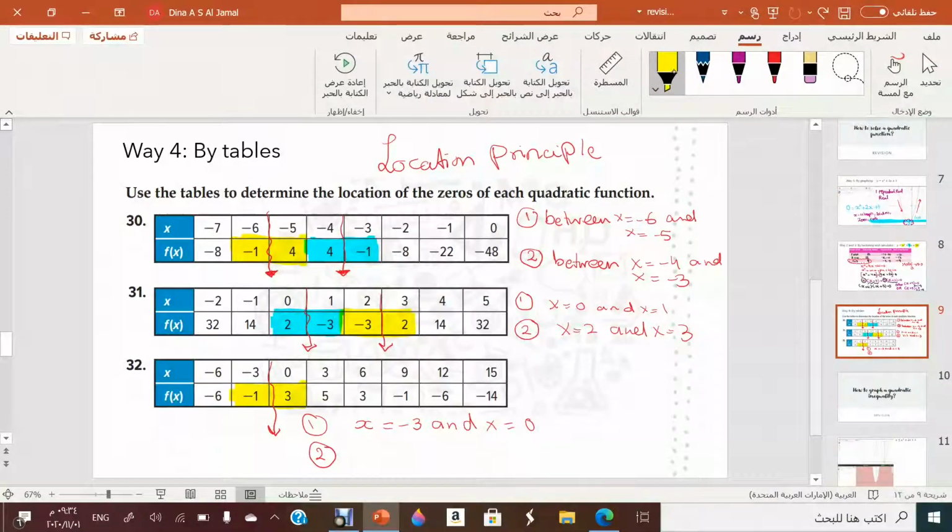So now you are having positive, positive, then negative. So you are having a change in the sign here. That means you are having another one here. So it will be between x is equal 6 and x is equal 9. And that's all about using the table to find or to estimate the roots.